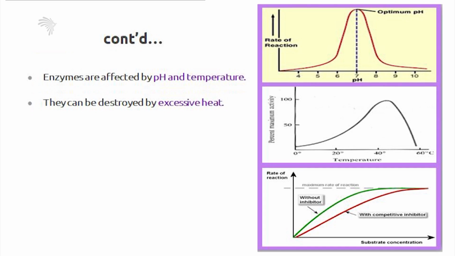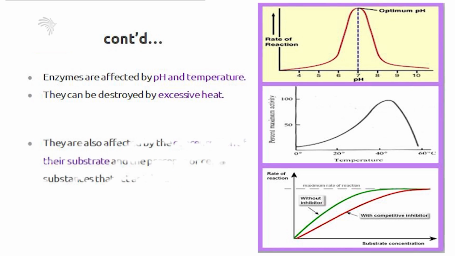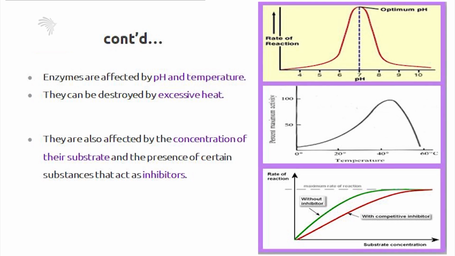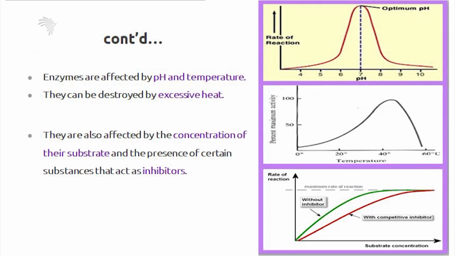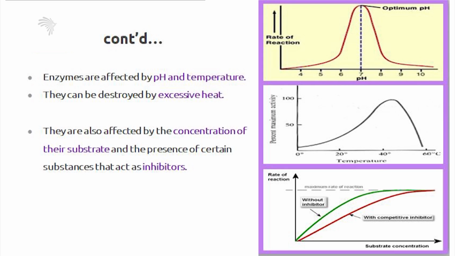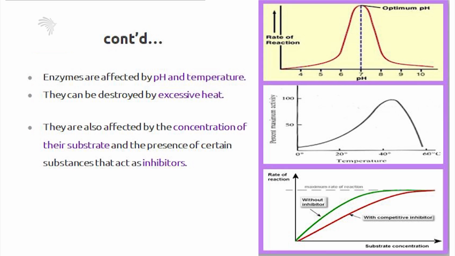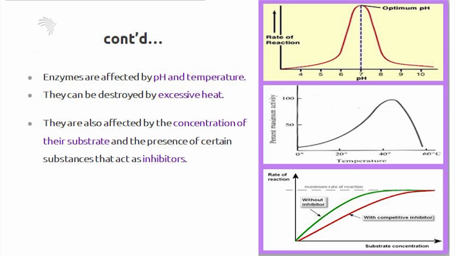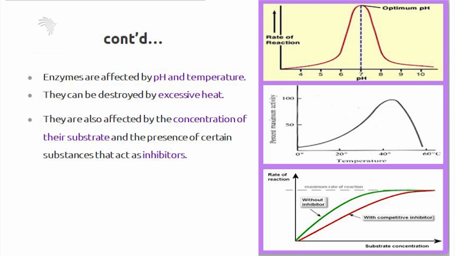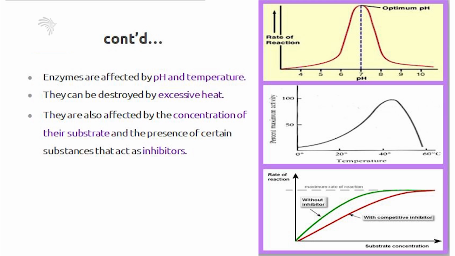They can be destroyed by excessive heat. They are also affected by the concentration of the substrate and the presence of certain substances that act as inhibitors. So temperature, pH, and the presence of certain inhibitors will affect the catalytic activity of enzyme.